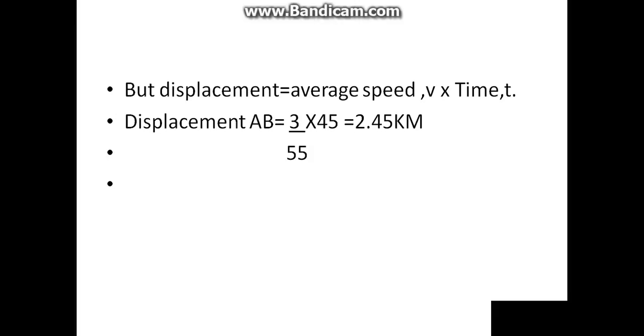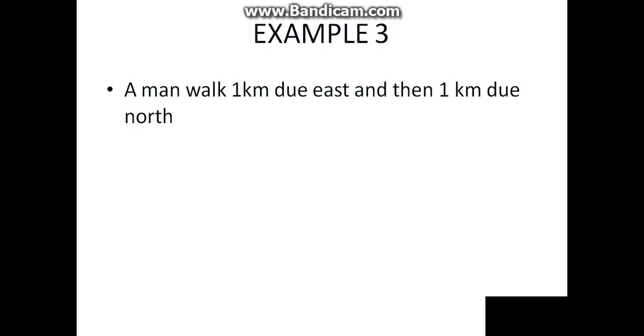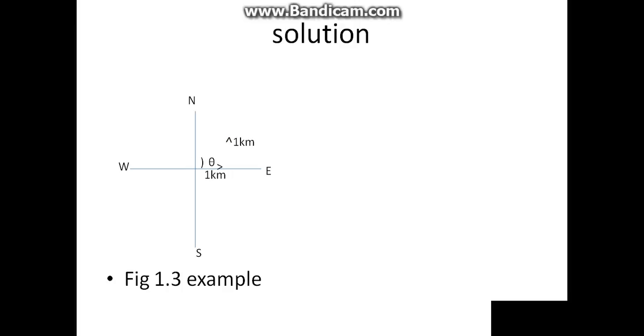Example 3. A man walked 1 kilometer due east and then 1 kilometer due north. Looking at this Cartesian coordinates of the 3 cardinal points of figure 1.3 example, the man walked 1 kilometer due east and then 1 kilometer due north. Now we are asked to calculate the resultant displacement.